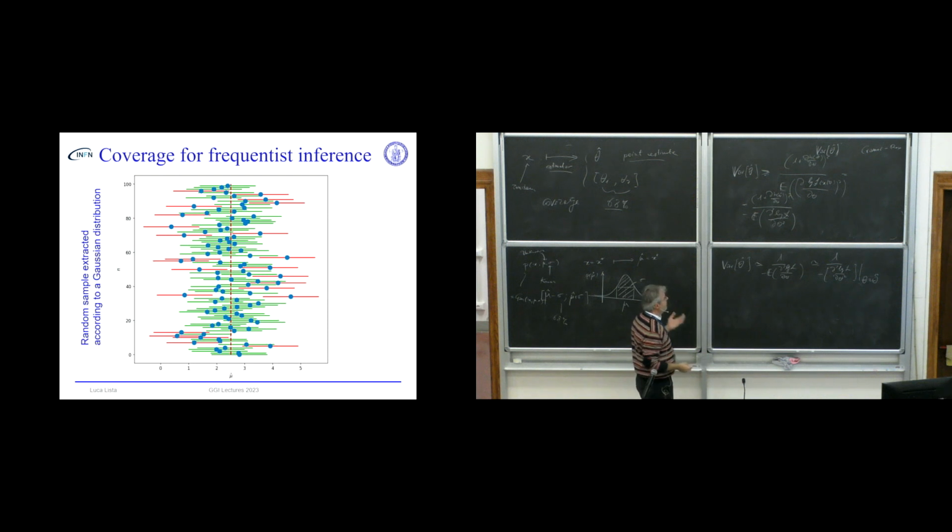What does it mean? If I take a Gaussian distribution, for instance this one, and I take minus the logarithm of the likelihood function, what is it?